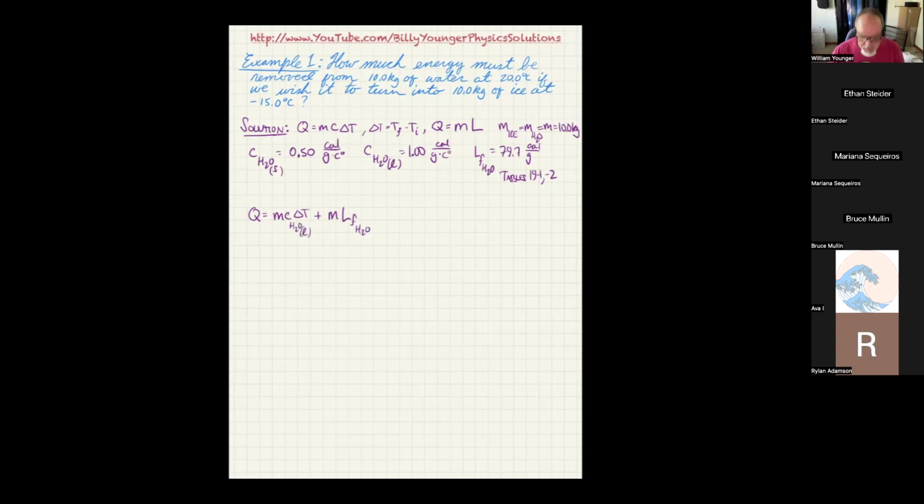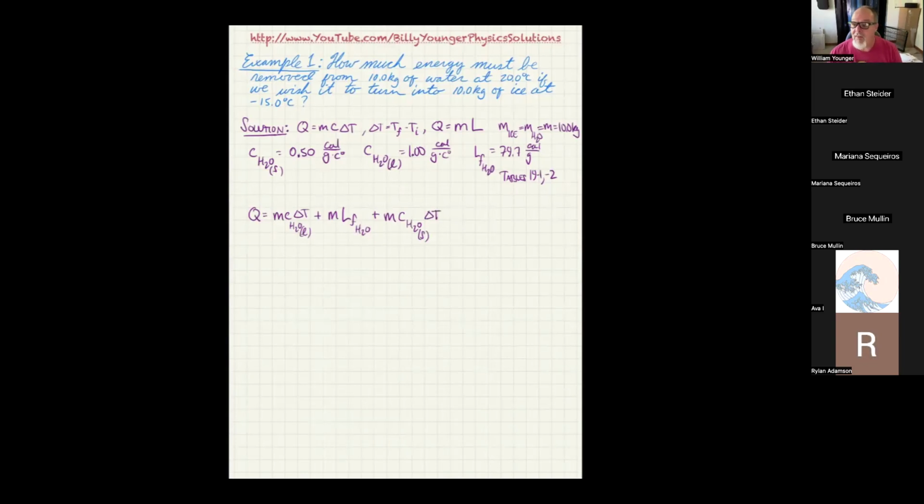Now, after we bring it down to that temperature of 0 degrees Celsius, and then we apply enough heat for the latent heat of fusion, then we have to bring the temperature further down because we want the final temperature to be negative 15 degrees Celsius. So I'm going to put another term there, and that's going to be the mass, which is the 10 kilograms, of course, times specific heat of water. But in this case, it's going to be of solid water. So that's ice. So I'll put it with a subscript S on it.